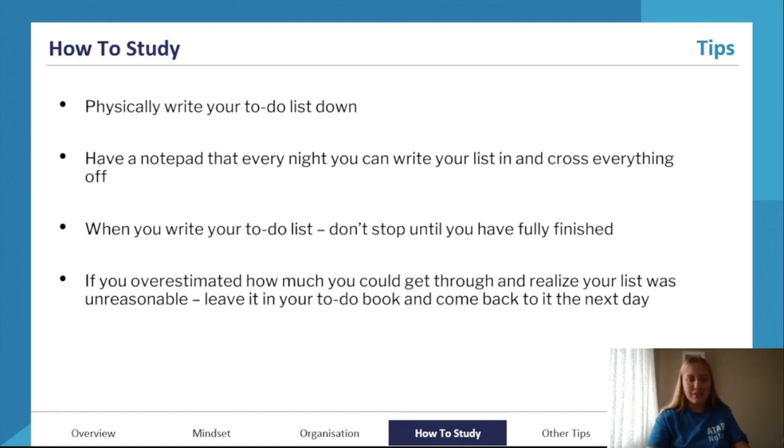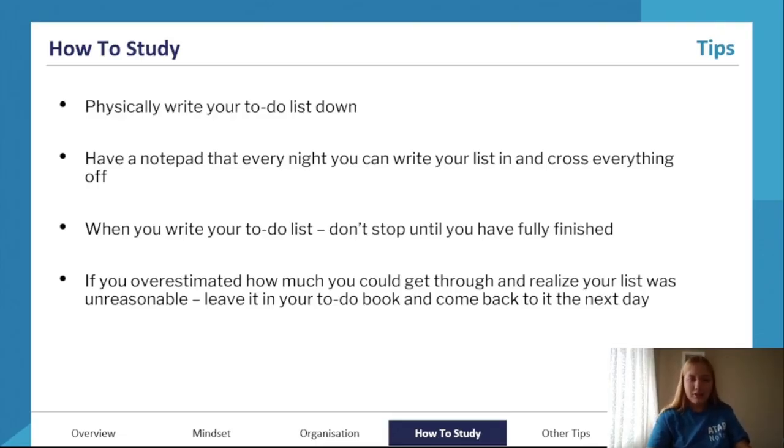And when you write your to-do list, do not stop until you have fully finished and included everything that needs to be included. You probably need to take 5 minutes for this task and think about everything that needs to be done for all of your subjects and everything that's important, rather than hurriedly adding things in throughout the day and missing some important things.